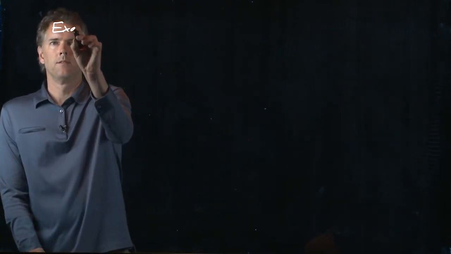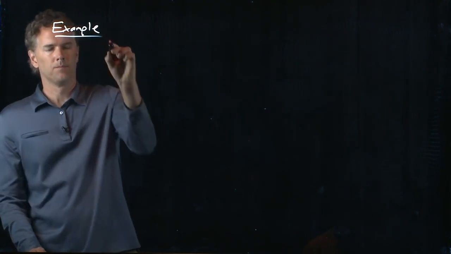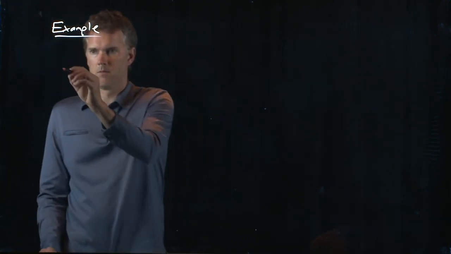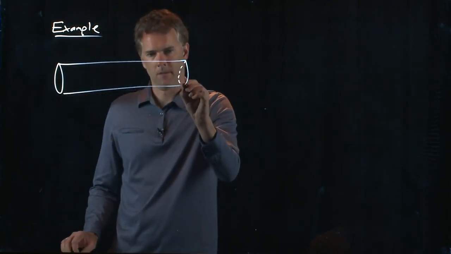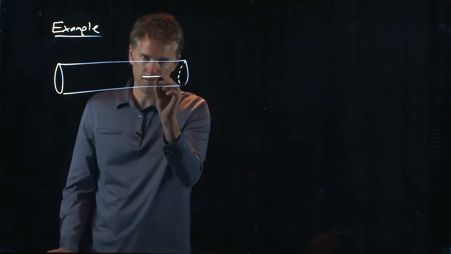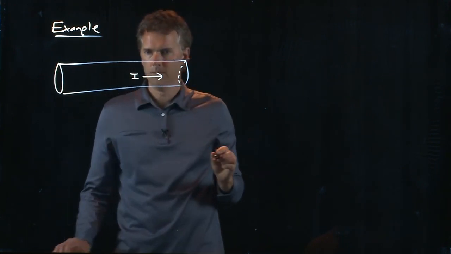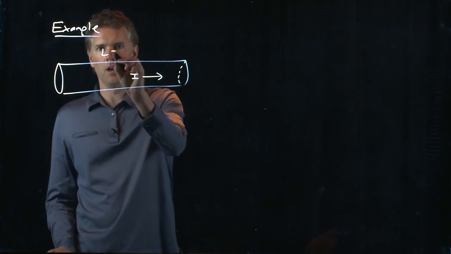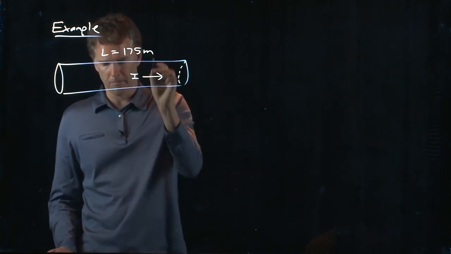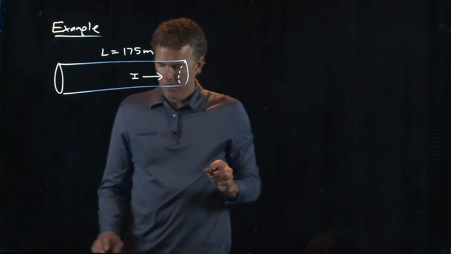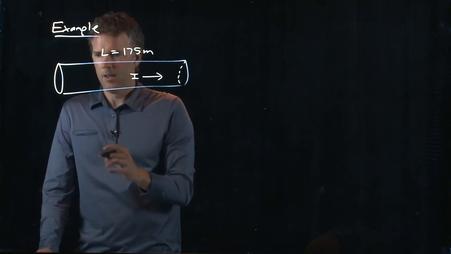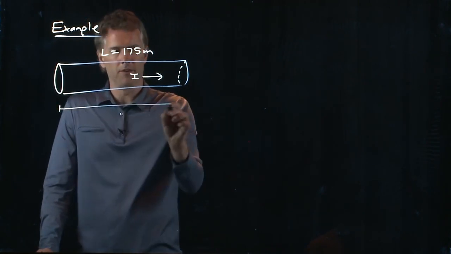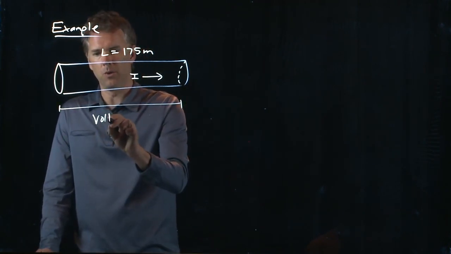Another example. Let's take a long, thin wire, and let's run some current down it. And let's say that this thing is pretty long. L is 175 meters. There is some voltage which is driving current down this thing, and so there is some voltage difference between the two ends.